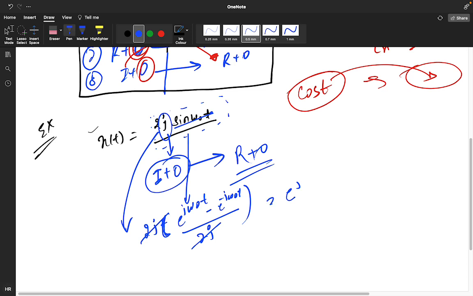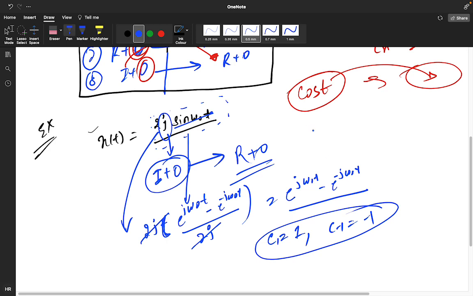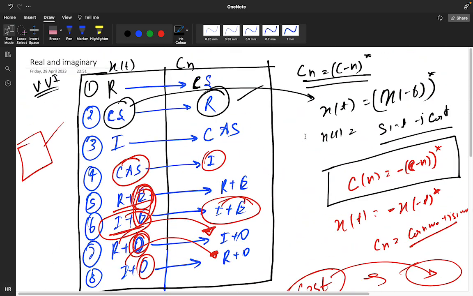So what are you getting? You are getting e power j omega naught t minus e power minus j omega naught t. So what is the C1 value you are getting? C1 value is 1. And what is C of minus 1? Minus 1. If you put it in the formula of Cn, the summation from n equals minus infinity to infinity, e power j omega naught t, that was the formula.